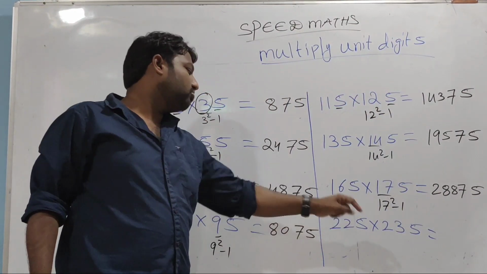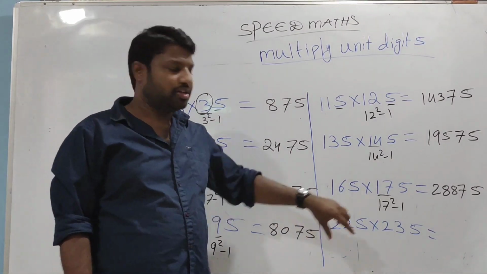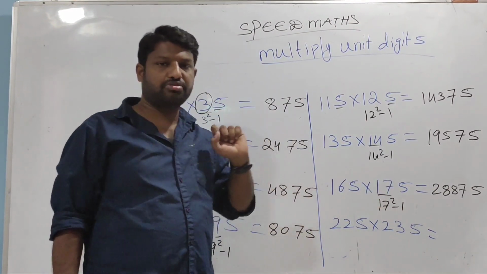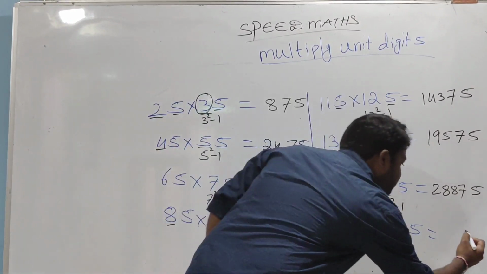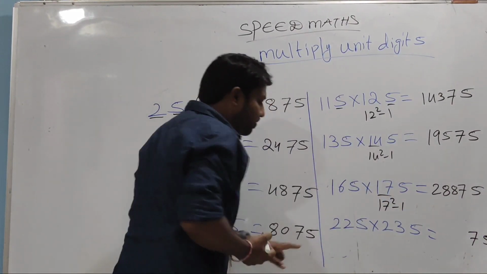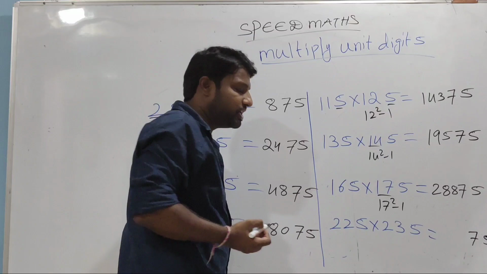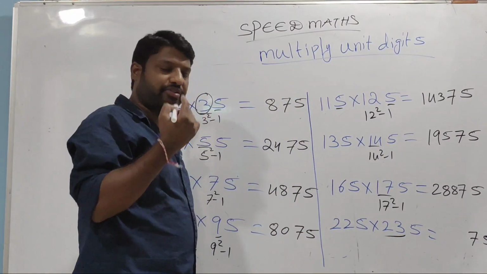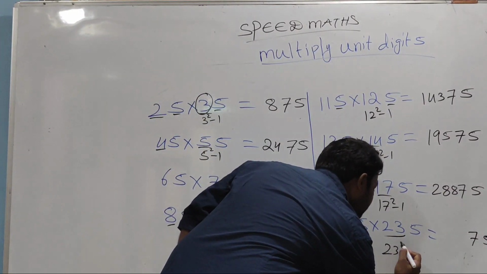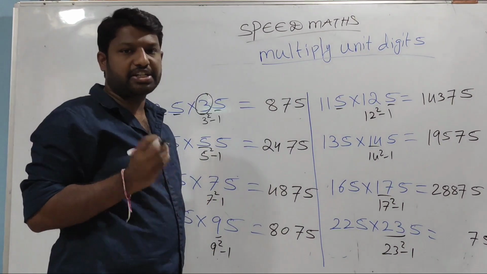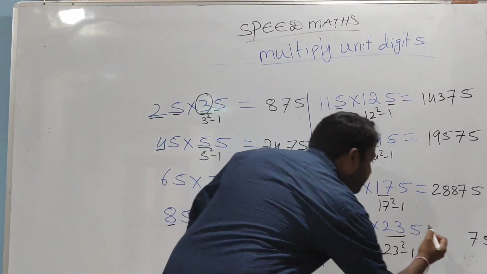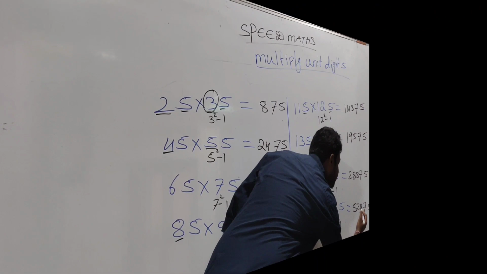Okay. Here, 225 into 235. So the last digit is 5 and the difference of these two numbers is 10. So directly I will write the last two digits as 75, and I will look for the larger number. 22 is here, 23 is here. I am looking at 23, the square of 23. So 23 square minus 1. What is 23 square? It is 529. Minus 1 is nothing but 528.